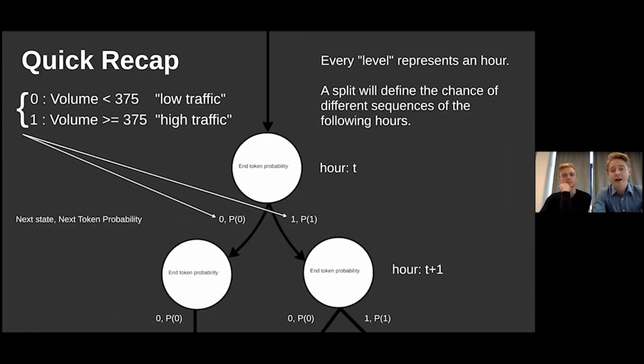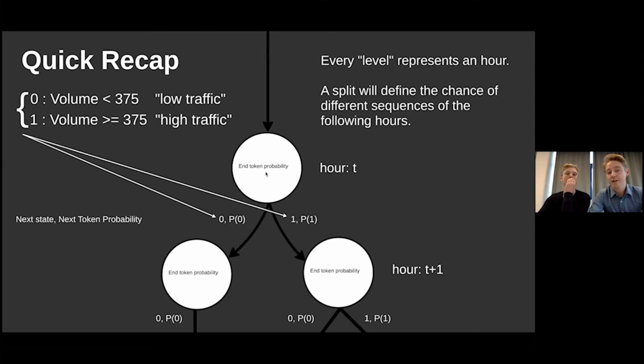So quickly, we'll recap the PDFAs that we're going to look at. We'll keep in mind these two traffic ranges with the cutoff at 375, where 0 is defined as low traffic, and 1 is defined as high traffic. And we'll also visualize these levels in the PDFA. You can look at this first level, we'll call it the 10th hour of the day, which has some end token probability and outgoing transitions. What we're interested in is using this PDFA to see if the RNN has predicted and learned properly.